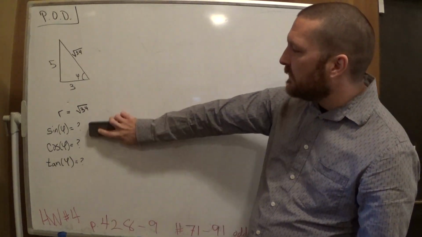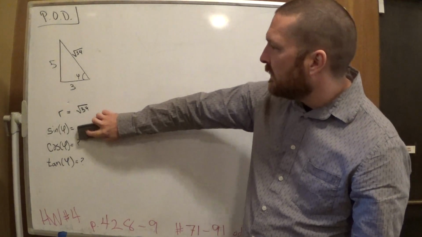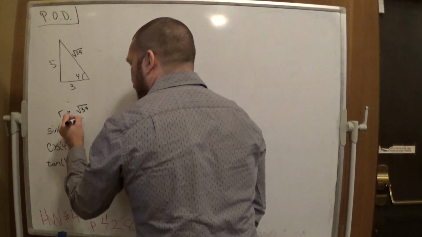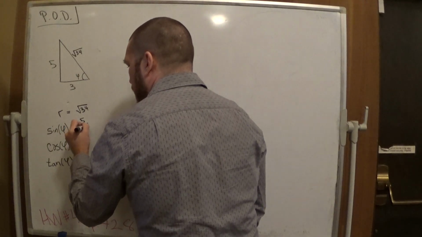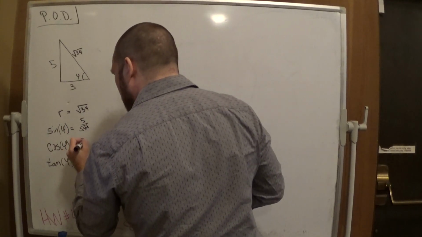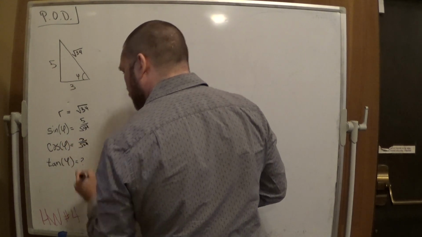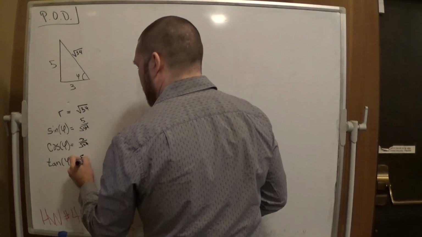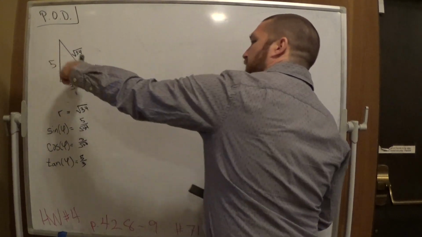Okay, so what's sine phi? 5 over root 34, right, because it's opposite over hypotenuse. What about cosine? 3 over root 34. Finally, tangent is 5 over 3, because that's opposite over adjacent.